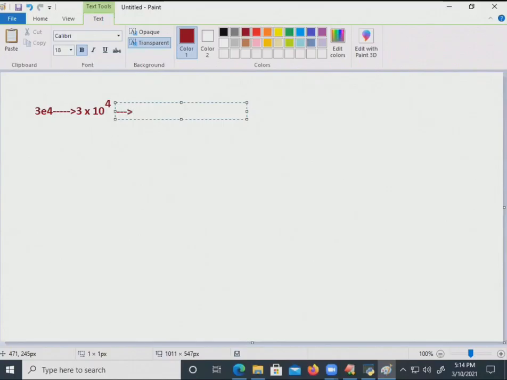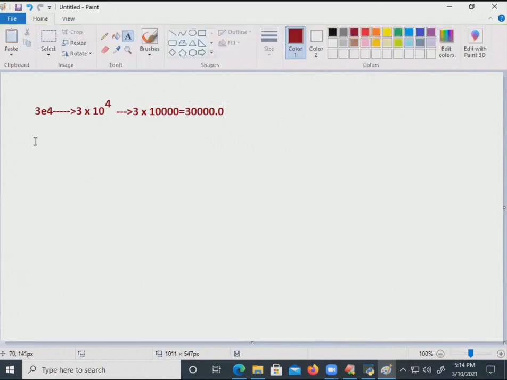So 3 into what is that? 10. How many zeros? 10 to the power of 4 means 10 into 10 into 10 into 10, 4 times. It is equal to what? 30,000.0. This is the value you are going to get.